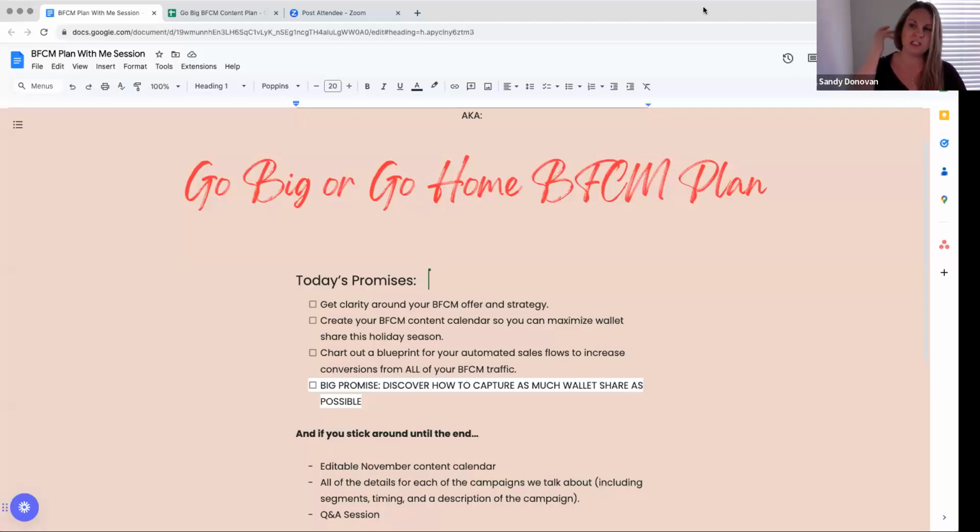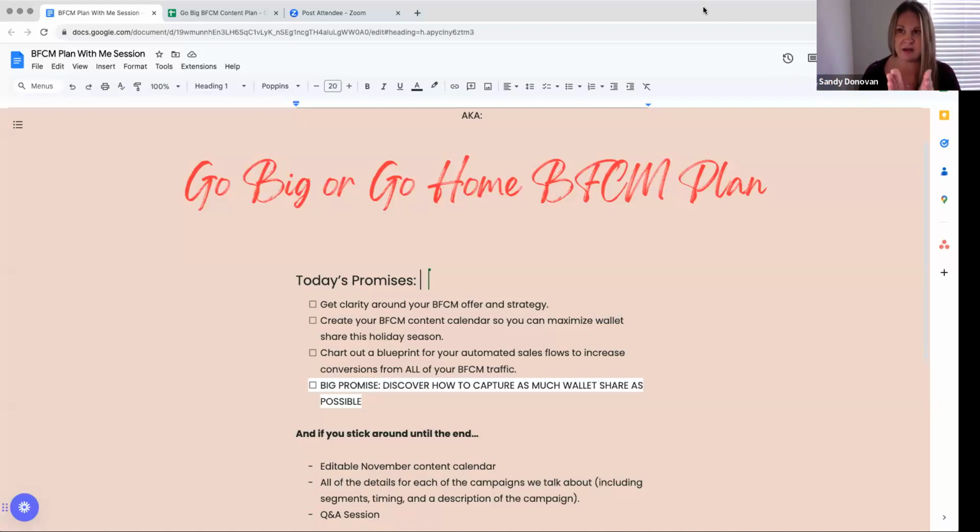All right. So what is wallet share? It basically just means that your customers have planned for this season. They are going into this season with the intention of purchasing, but they obviously have a limited budget. They can spend their money with you, or they can spend their money with your competitors, or they can spend their money with people that aren't even on your radar, for completely different products. We want to make sure that you are capturing as much of that wallet share as you possibly can.